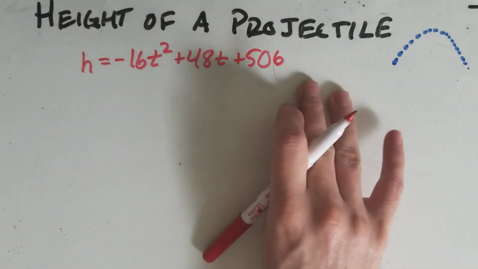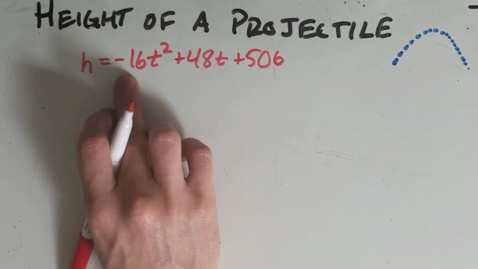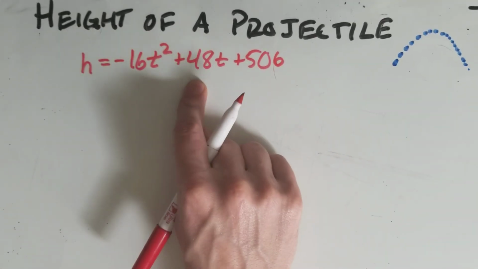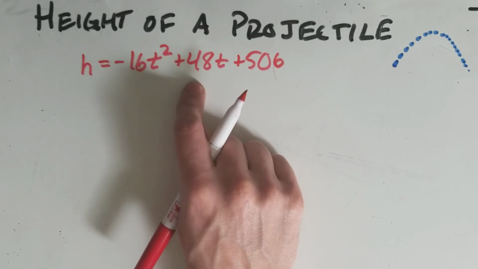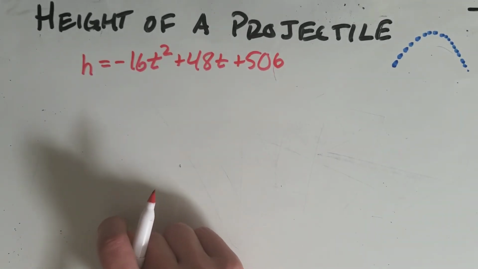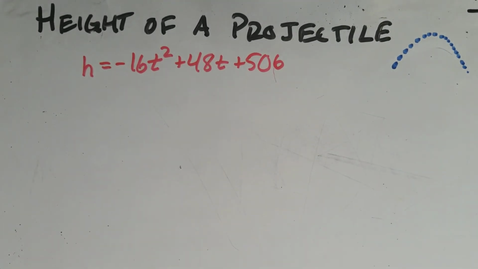So if we look at this formula, we know we're going to be in the feet per second that I talked about earlier. We have the initial height, and we know the initial vertical velocity was 48 feet per second. Now our first question says, how many seconds was the ball in the air?